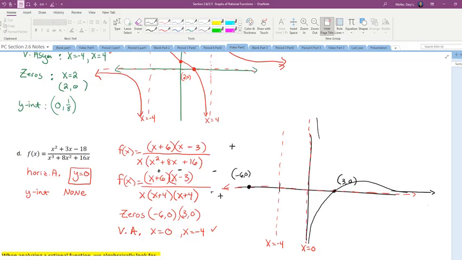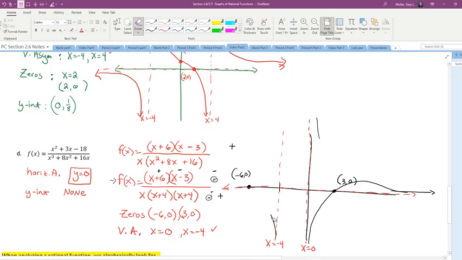So let's do the same analysis on the far side because it's got the same situation. So I'm going to plug in negative a billion and analyze the second line right here. Negative a billion plus 6, negative a billion minus 3. Those are both negative. A negative times a negative is a positive. So I have a positive on top. Negative a billion is a negative, and a negative, that's 3 negatives. That's a negative. So I have positive on top and negative on the bottom. I have to be going down.